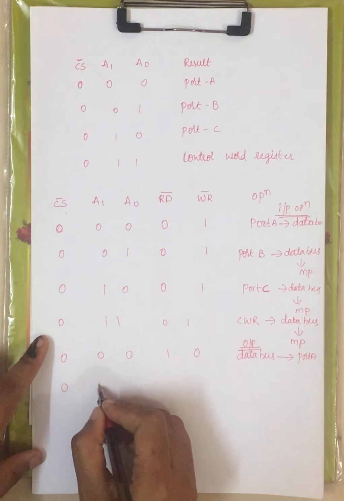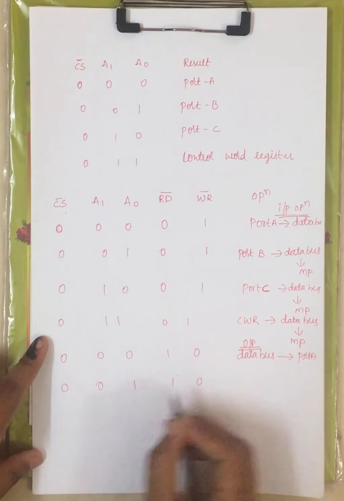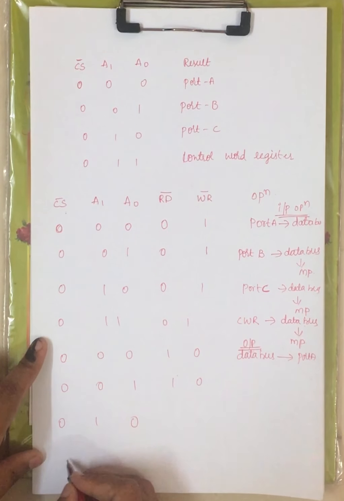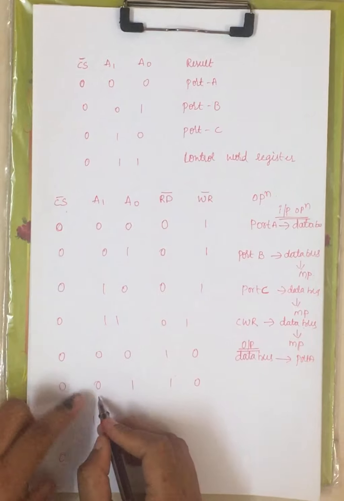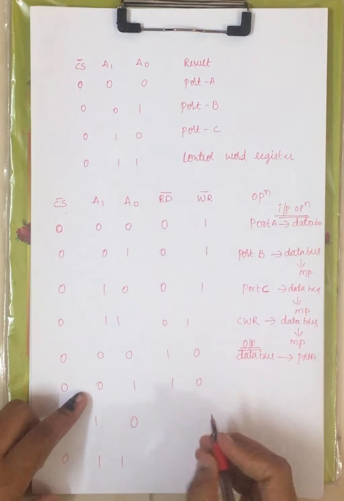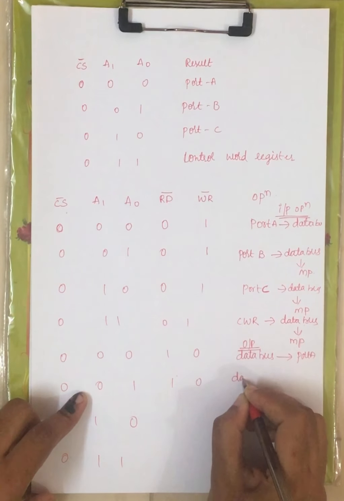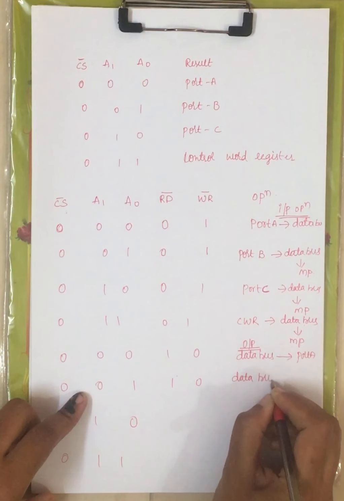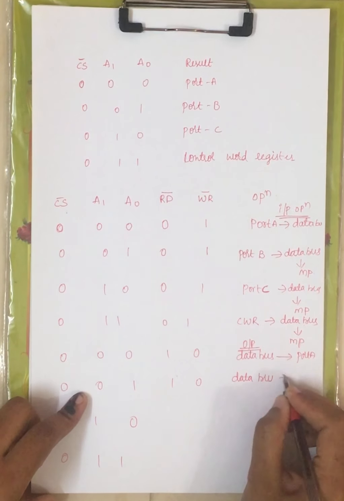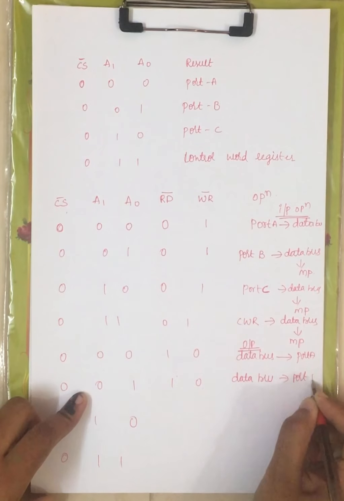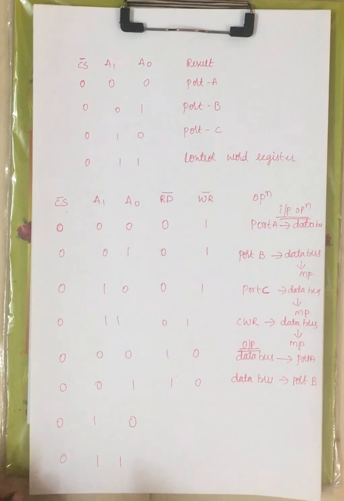Now similarly I am writing all the things, 1, 0, 0, 1, 0, 0, 1, 1, right? Now when 0, 0, 1, which port is selected? Port B, right? Now the microprocessor is writing the data, because the write signal is 0, it is writing the data to port B, right?